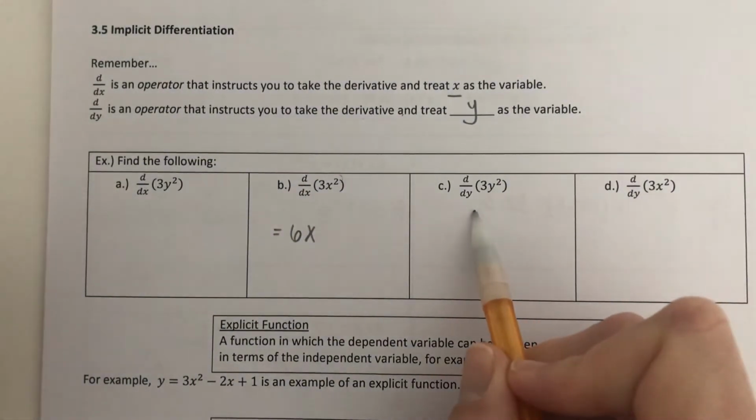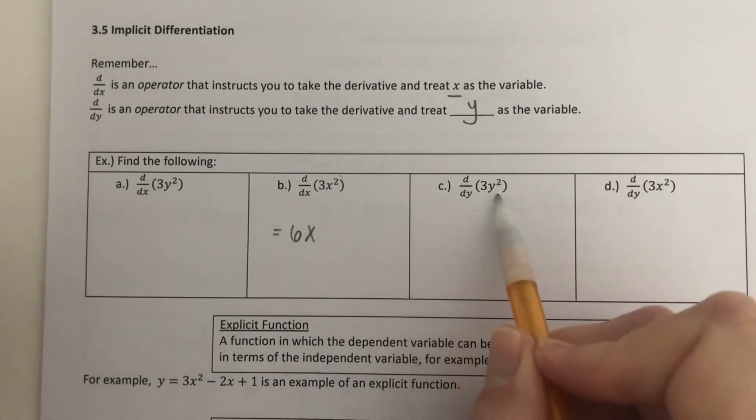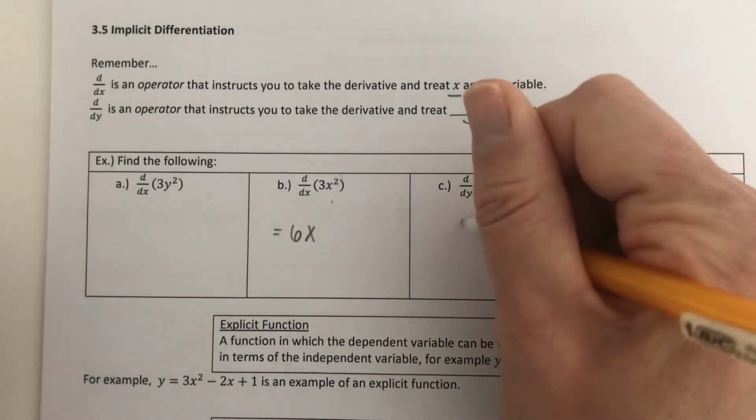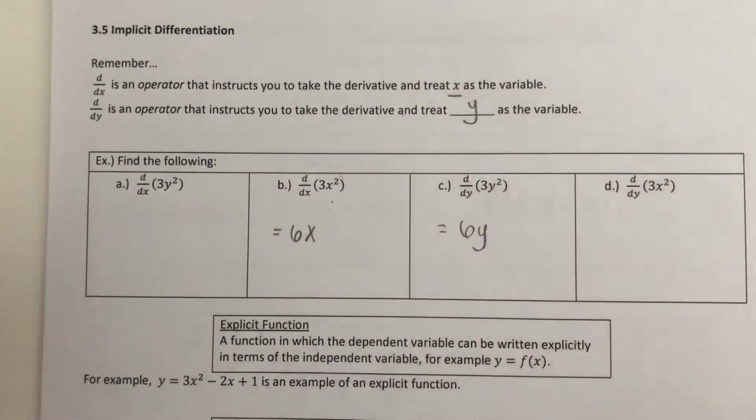Likewise, if you look at c, this says to take the derivative with respect to y. Well, that's my variable here, just like x was the variable over here. And so this is going to become 6y.